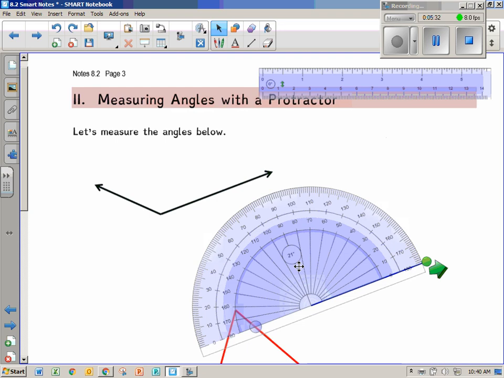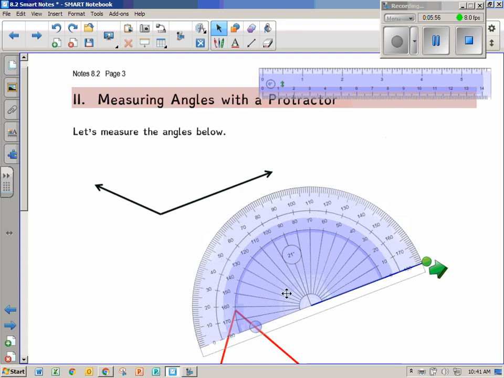I also suggest maybe you have something like a note card. Sometimes you need to extend a side, and it's good to just lay the note card down over the protractor. So if I want to measure this angle, first I'm looking at it and I'm thinking, okay, it's obtuse because it is greater than 90 degrees.